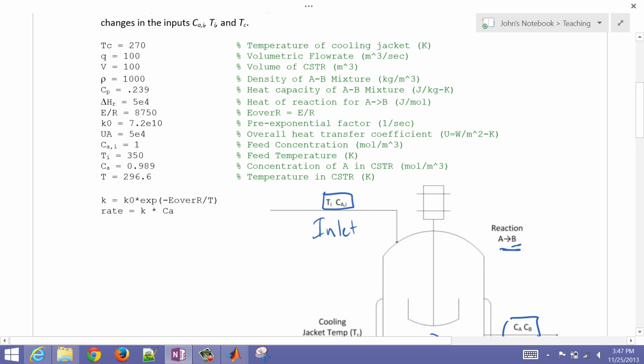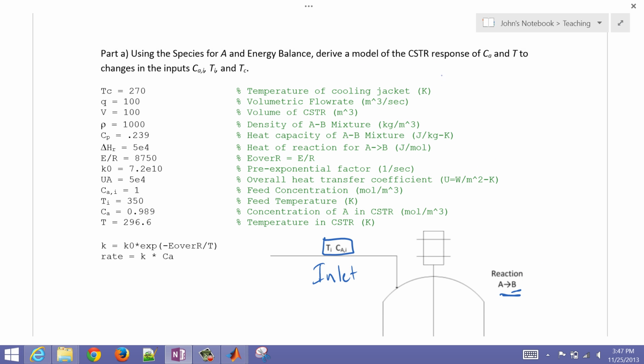Okay, and we have this data up here for the nominal cooling jacket temperature, the flow rate in meters cubed per second, the volume in meters cubed, the density. Okay, so we're assuming that A and B have equal densities and also equal heat capacities. We also have a heat of reaction as well. We have an E over R value, that's our activation energy, pre-exponential factor K naught. Okay, so that K naught comes in right here in the pre-exponential factor. And then we also have an overall heat transfer coefficient.